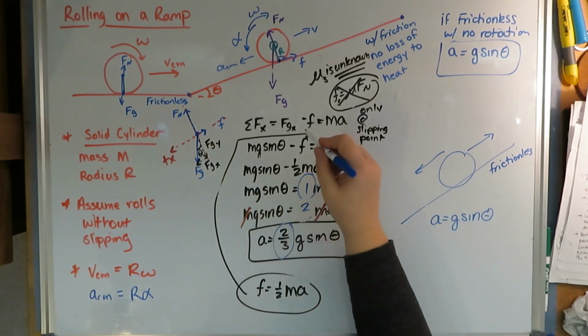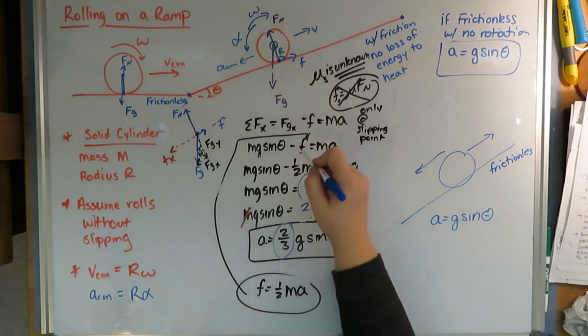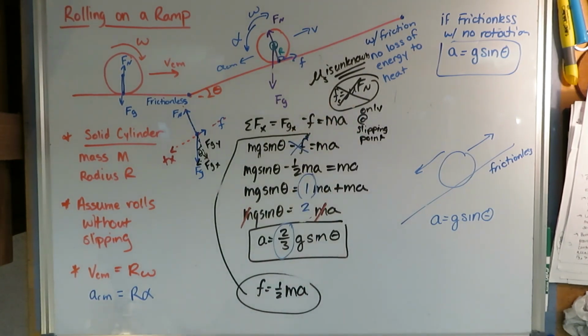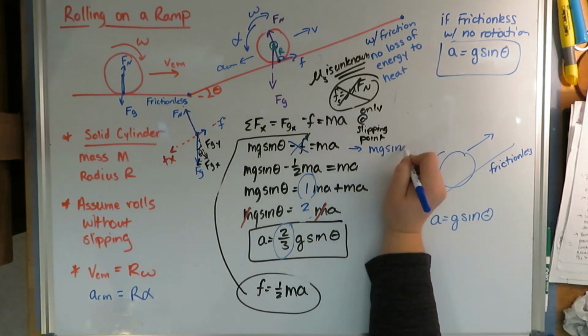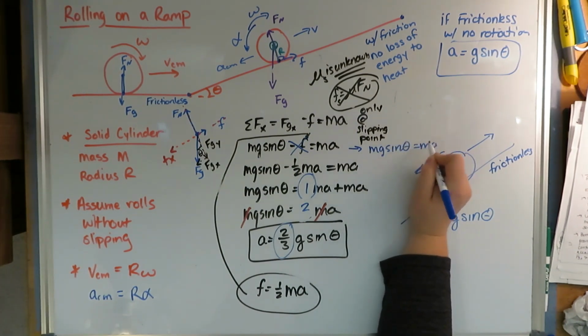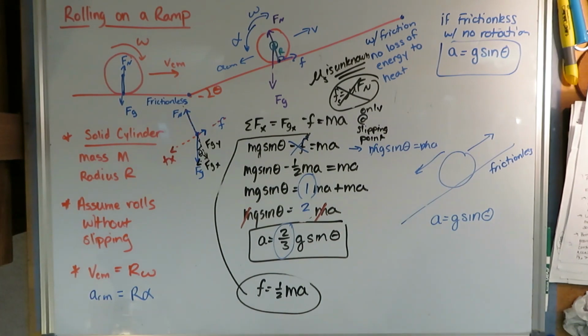Because the only difference is if this was a frictionless ramp, this would be 0. So if it was a frictionless ramp, then you would end up with mg sine theta is equal to ma, the mass would cancel, you get a is g sine theta. It didn't matter whether this is moving up or down.